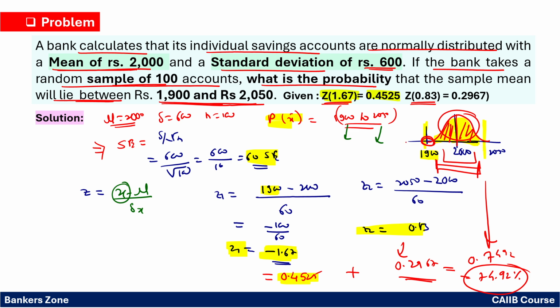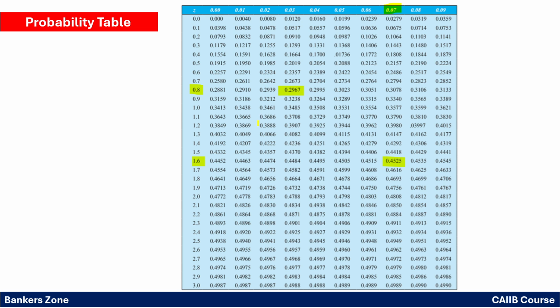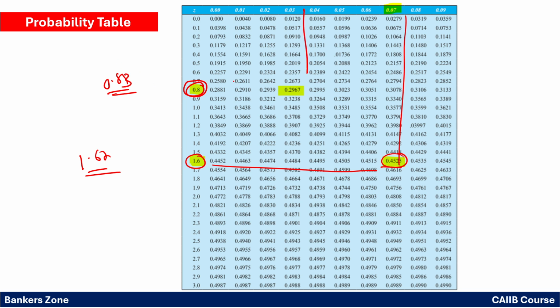Sometimes if they have not given the right value of z, how to find it from the probability table, I will tell you. See, for 1.67 we have to identify the value of z. So 1.6 is here, and the next digit is 7. For 7 you can look here. So the corresponding value will be 0.4525. For 0.83 we have to identify. So 0.8 is here, and 0.3 we have to identify. So the corresponding value is 0.2967. So in that way you have to see in the probability table also.